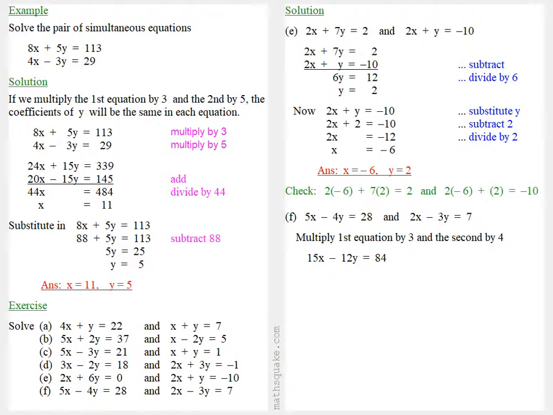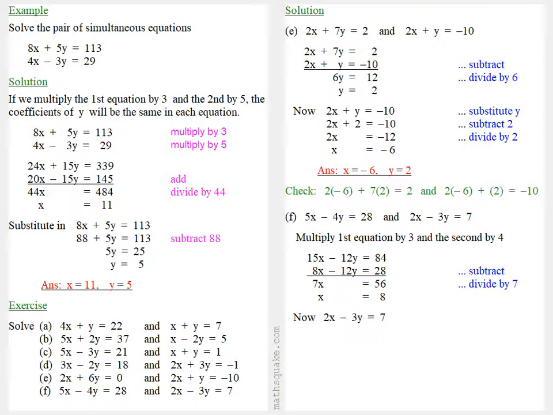So if we multiply the first equation by 3, this gives us 15x minus 12y equals 84, and the second equation multiplied by 4 gives us 8x minus 12y equals 28. Subtracting, 15x minus 8x gives us 7x, minus 12y take away minus 12y is minus 12y plus 12y, which is nothing, and that's equal to 84 take away 28, which is 56. So 7x equals 56, and if we divide by 7, x equals 8.